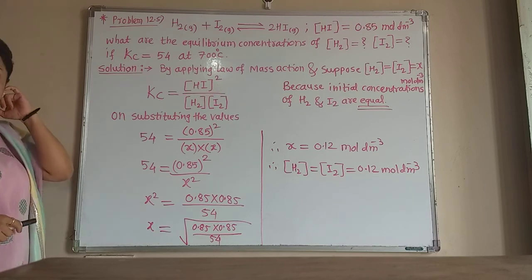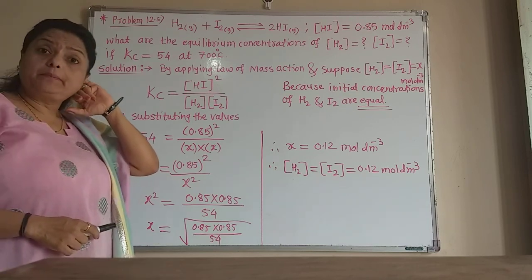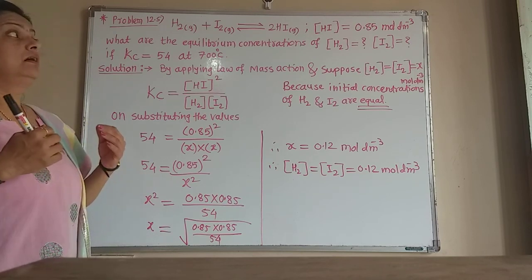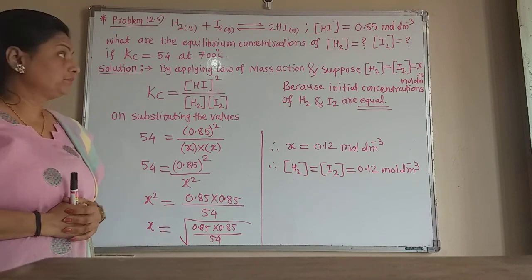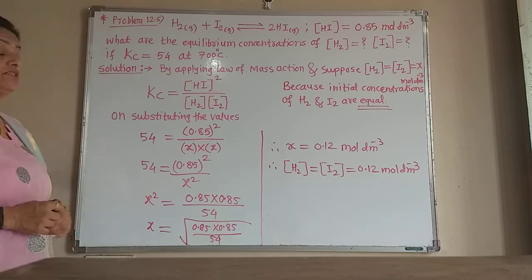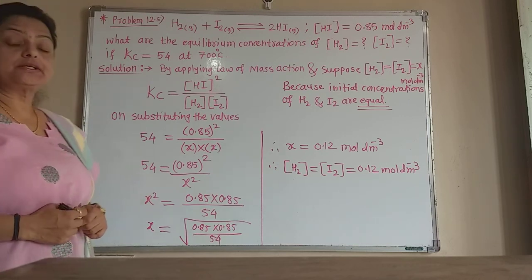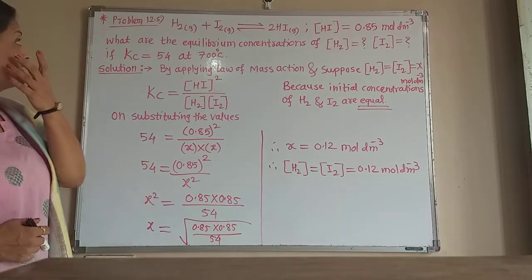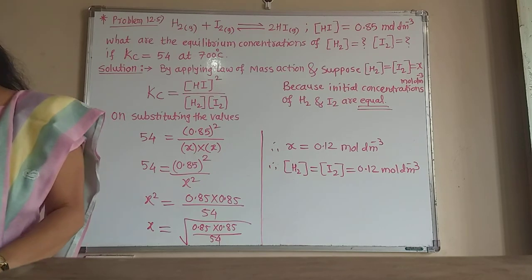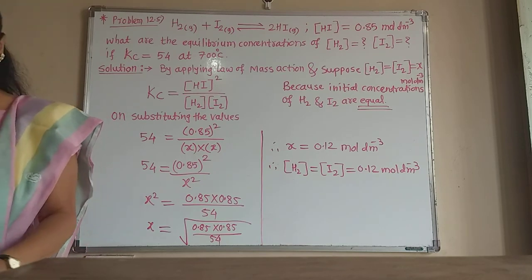Now in the last lecture I told you about the factors which affect the equilibrium constant. Today we are learning the numericals based on equilibrium constant Kc. There is a problem number 12.5 in the textbook. The problem is in this way.